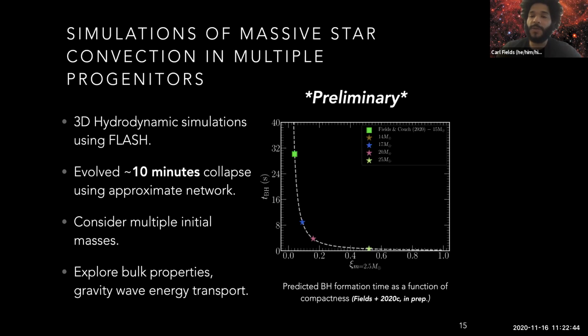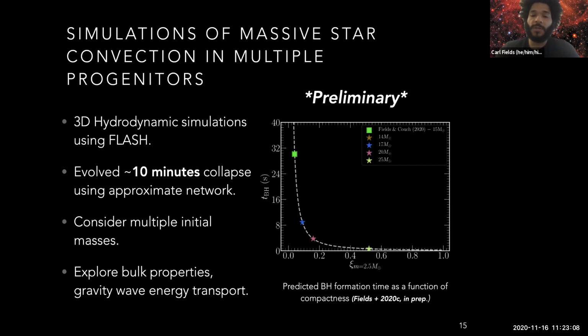And so the reason we're interested in that is because it's argued that stars that have very high compactness could potentially undergo failed explosions, right? On the right here, I'm showing the x-axis is the compactness value, and the y-axis is the black hole formation time. So in the event that a high compactness star failed to explode, that would be the time it would actually take to form this black hole.